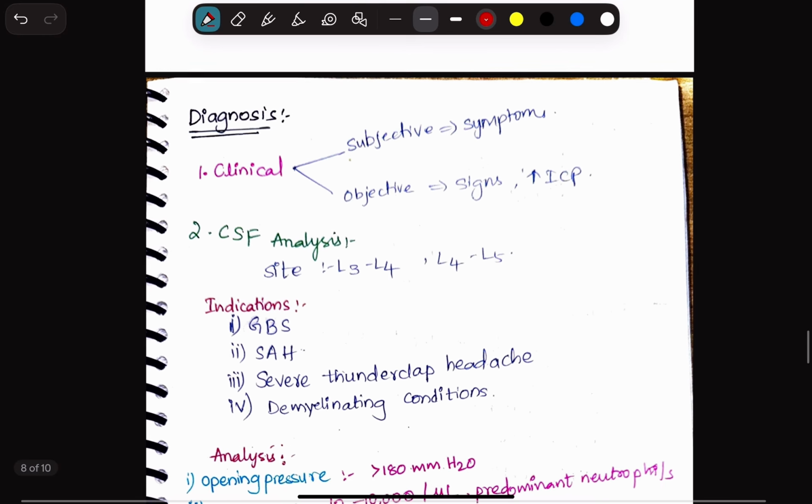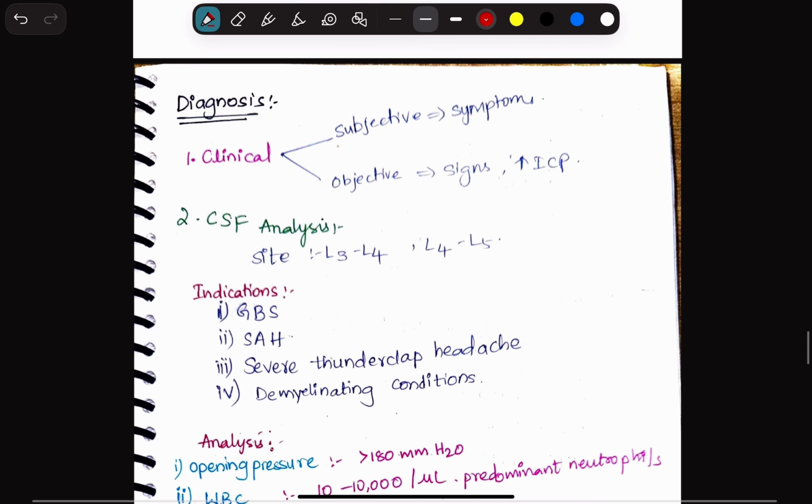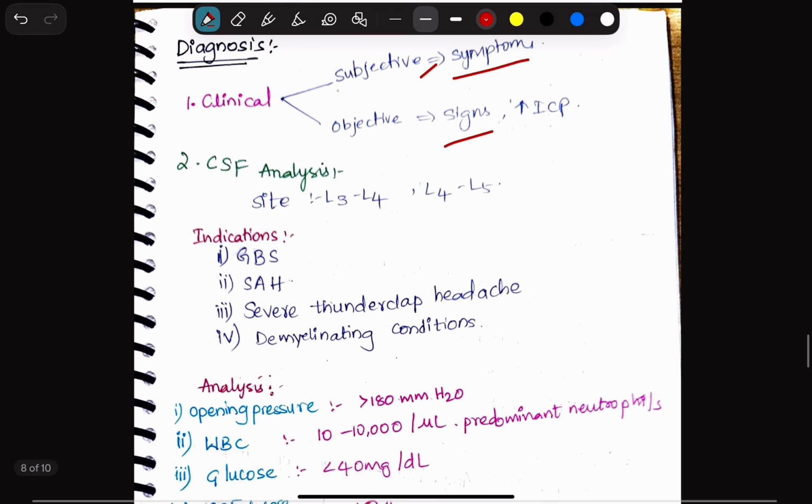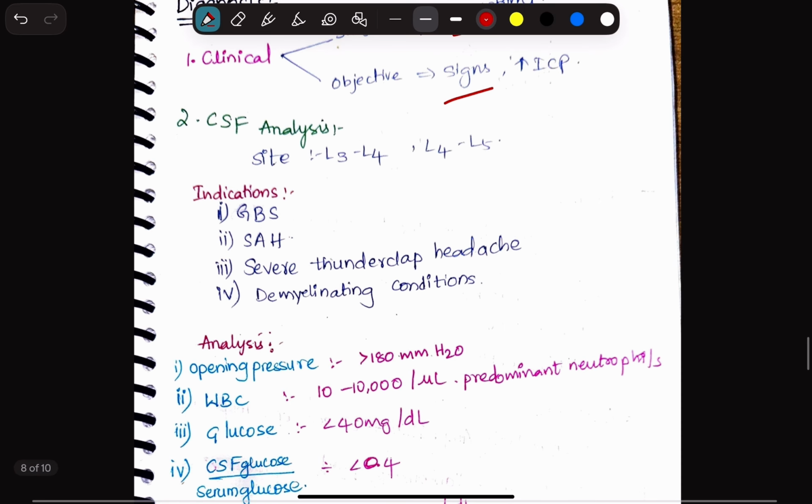Now let us move on to the diagnosis part. Here the diagnosis is divided into clinical, CSF analysis, and imaging. Let us see clinical first. Clinical includes subjective findings, which are symptoms, and objective findings, which are signs, which we have discussed earlier. Next comes the CSF analysis.